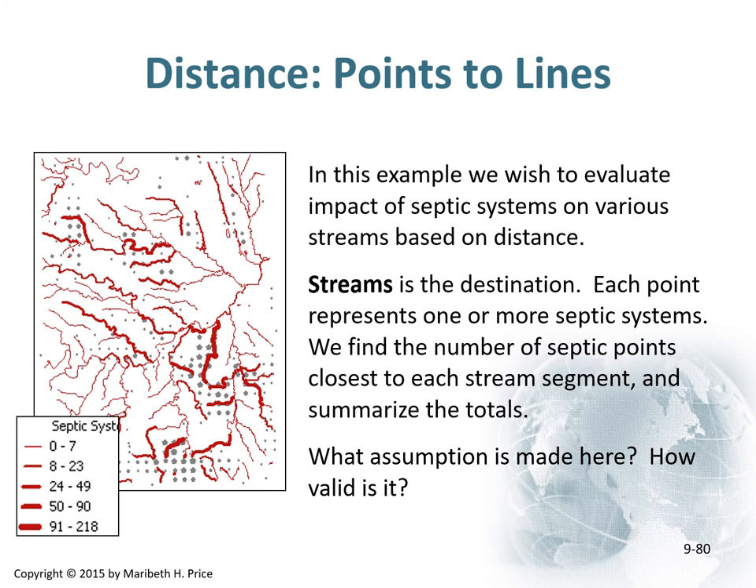Here we have points and lines. We're looking at the distance between one and the other. In this scenario, we have streams and we have septics. The more septic systems that are alongside a section of a stream, the bigger the stream becomes because it's a count of septic systems. It's not really a valid analysis because it doesn't take into consideration the direction of flow. Just because it's a linear distance from a stream does not mean that it is in fact draining into that stream. There could be some topography in between the two that's actually causing it to drain in another direction.